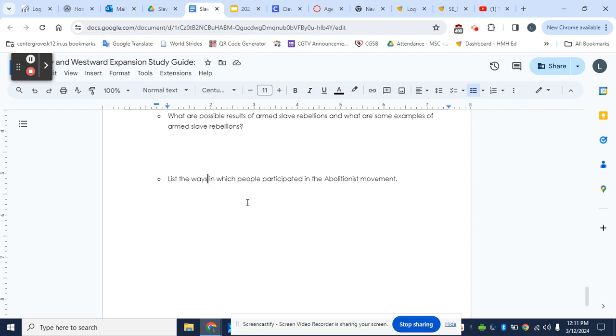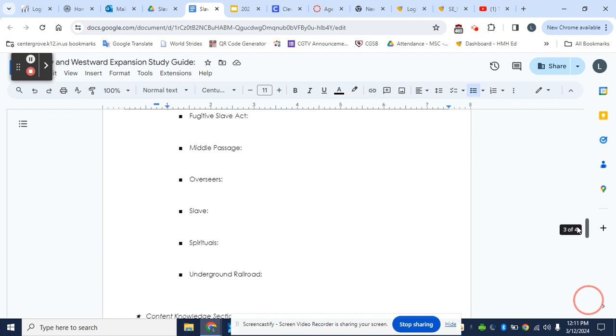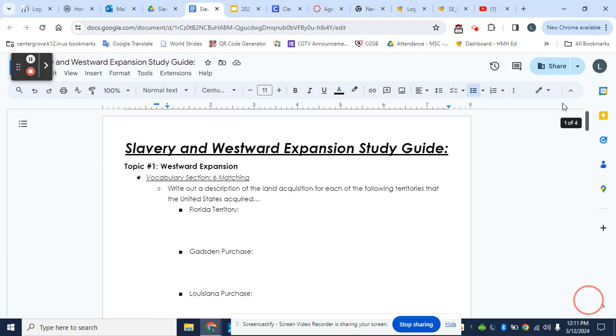So you can see that tomorrow you have your test over slavery and westward expansion. There's a series of vocabulary words for each section, and a series of multiple choice questions for each section. So I would make sure that you study as much as you can so that you can be fully prepared to take your quiz or test, whichever you want to call it, tomorrow.